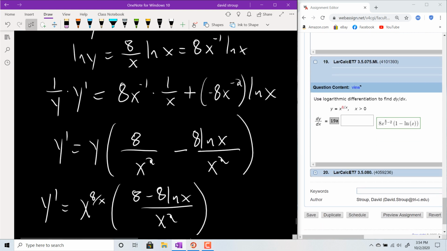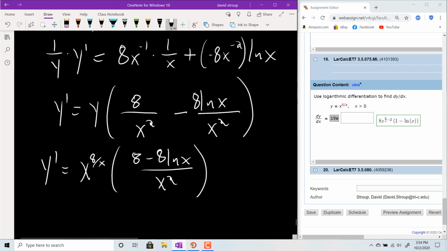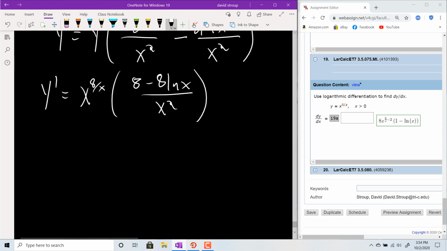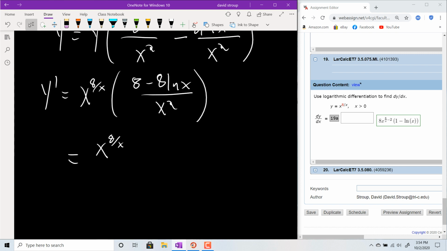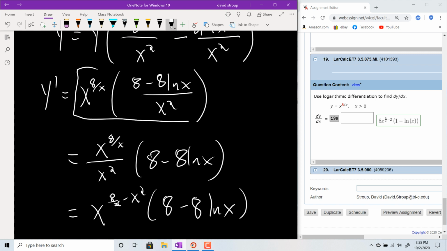And that seems good enough to me. I'm looking at the answer in WebAssign, it's kind of weird. They just moved the x squared out. If you're wondering what they did, I would not expect you to do this. They have x to the 8 over x all over x squared times 8 minus 8 ln x, and then they subtracted exponents. So you get x to the 8 over x minus x squared times 8 minus 8 ln x, and they factored out the 8 as well. But this answer back here is probably good enough.